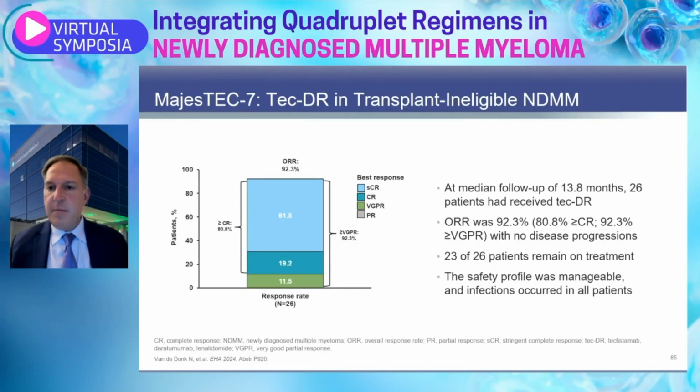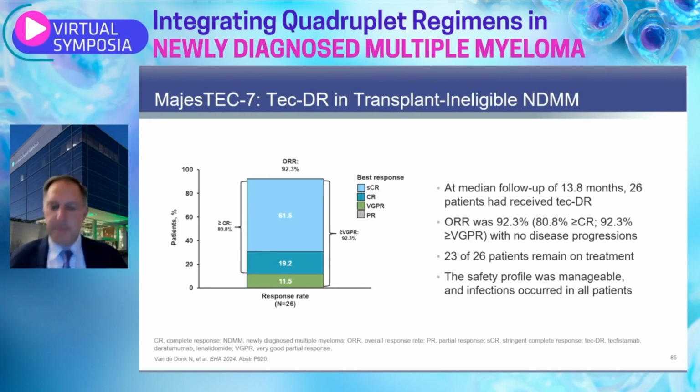With that in mind, part of the safety run-in of the MajesTEC-7 study was presented at ASCO this year. So this is the patients that received teclistamab, again, that's a BCMA bispecific antibody, with daratumumab and lenalidomide. Relatively short median follow-up, just over a year, but the overall response rates are over 90%, and virtually everybody has achieved at least a very good partial response, and the majority of patients have achieved a complete response as well.